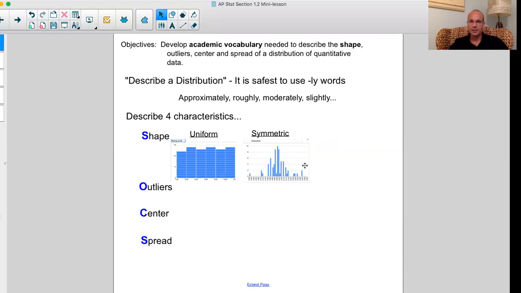But this is an example of a symmetric distribution where, if you basically fold it in half, it's generally symmetric. It's generally the left and the right mirror each other. That versus a skewed set of data. And this is an example of a skewed set of data.